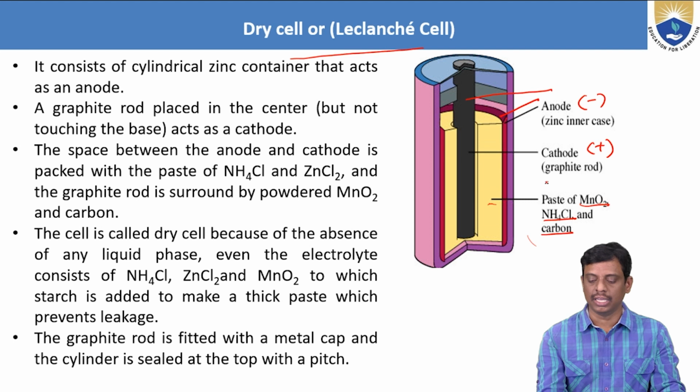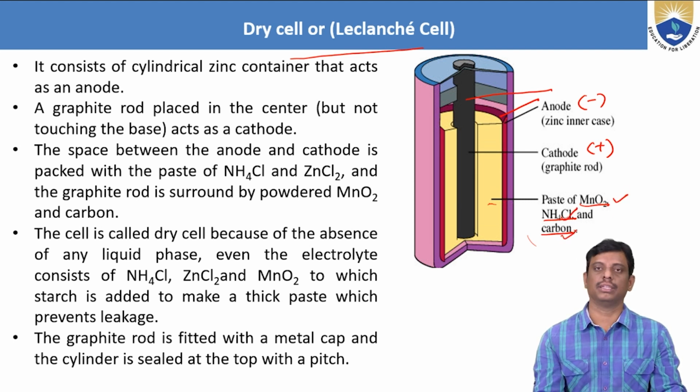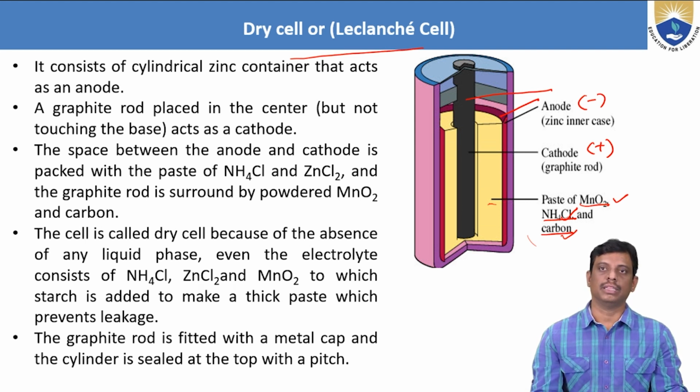The main components of that electrolyte are manganese oxide, ammonium chloride, and carbon. These components are present in the dry cell. In the Leclanche cell, the zinc plate acts as the anode, graphite acts as the cathode, and the electrolyte placed between the anode and cathode is manganese oxide, ammonium chloride, and carbon. It is a paste we are using as the electrolyte.